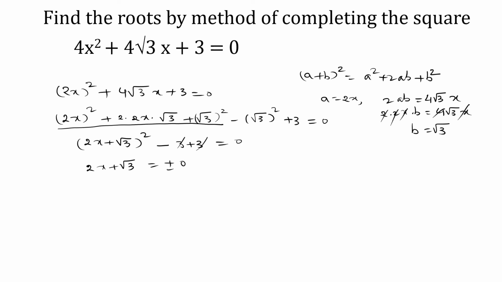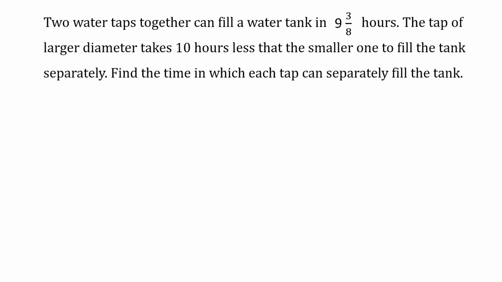Taking square root, we get 2x + √3 = ±0. Thus x = -√3/2. x = -√3/2. The equation has two equal roots.